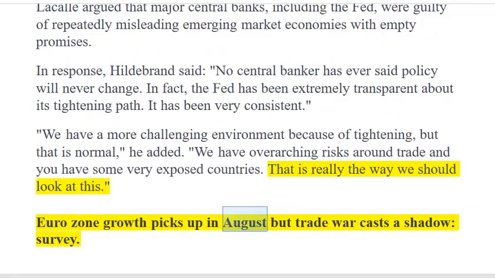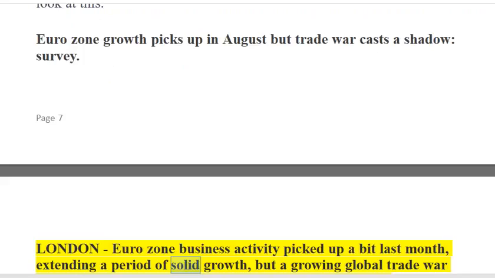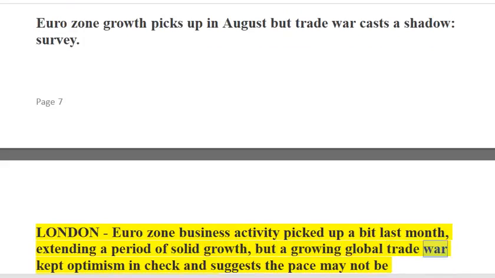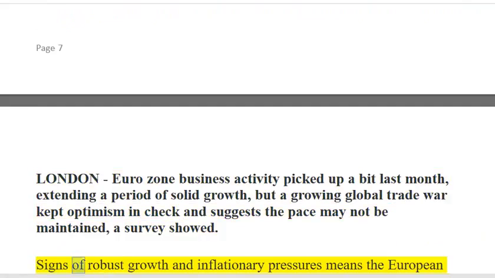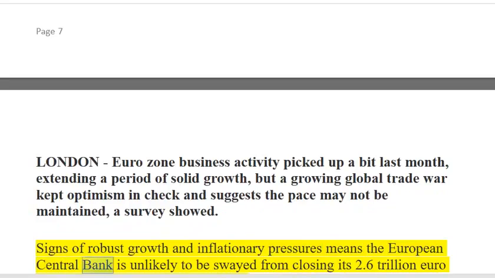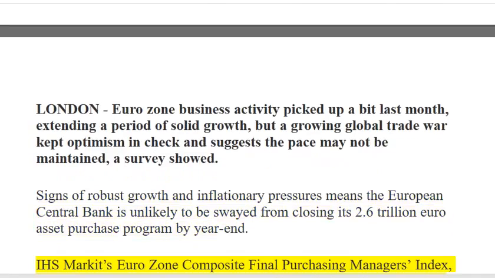Eurozone growth picks up in August but trade war casts a shadow. Survey. London. Eurozone business activity picked up a bit last month, extending a period of solid growth, but a growing global trade war kept optimism in check and suggests the pace may not be maintained, a survey showed. Signs of robust growth and inflationary pressures means the European Central Bank is unlikely to be swayed from closing its €2.6 trillion asset purchase program by year-end.